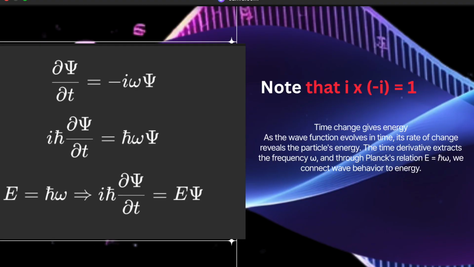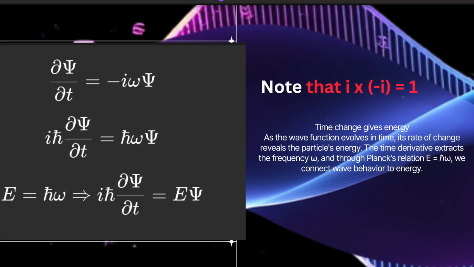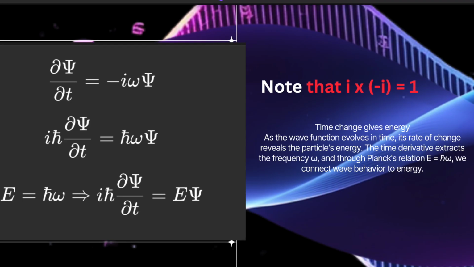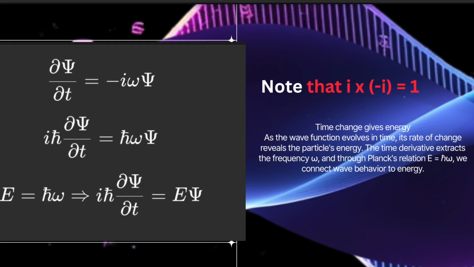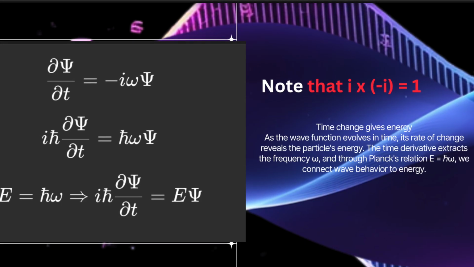Now we will move toward the explanation of the derivation. We start with the wave function psi of x comma t, where psi is the wave function, x is position, t is time, A is amplitude, k is wave number, and omega is the angular frequency. You can see the wave function on the slide.